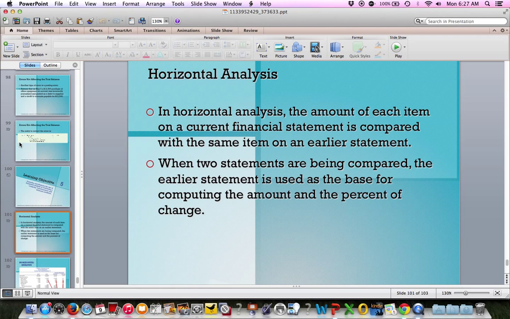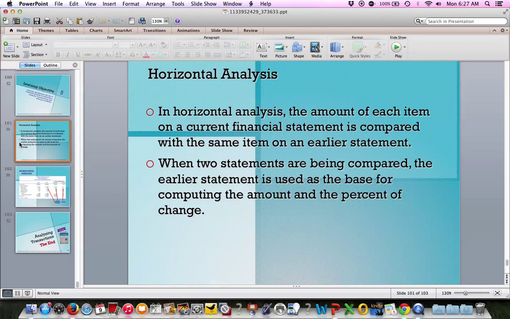Okay, and because we talk about numbers so much in accounting, we have to also talk about analyzing those numbers, right? That kind of makes sense. And so in a horizontal analysis, the amount of each item on a current financial statement is compared with the same number from a previous statement. So we're comparing several periods from left to right, horizontal. When two statements are compared, the earlier statement is used as the base for the percent of change. And so we'll show you what that looks like here.